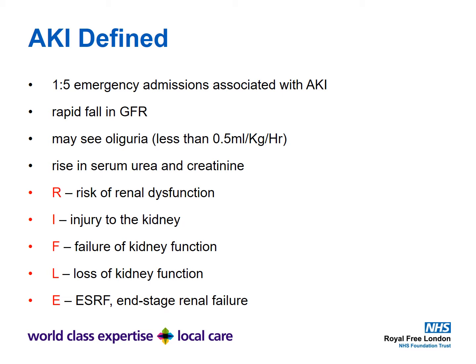So let's have a look at how we define acute kidney injury. So 1 in 5 emergency admissions are associated with acute kidney injury, and in simple terms it's a rapid fall in the glomerular filtration rate. You may also see oliguria, which is where the patient is passing urine at less than 0.5 mils per kilo per hour. You will also see biochemical markers affected such as serum urea and creatinine.